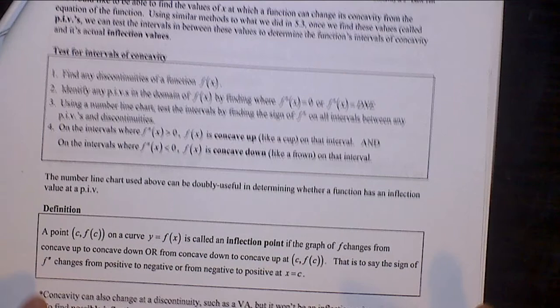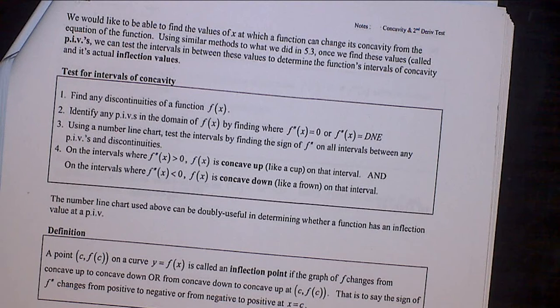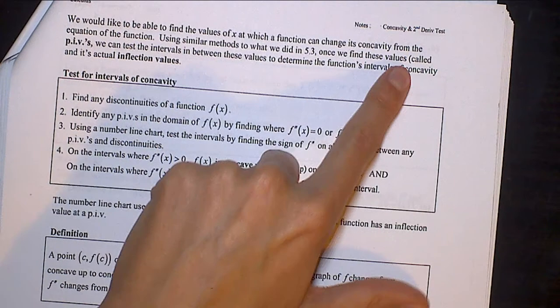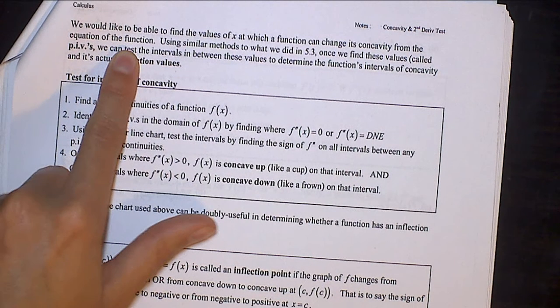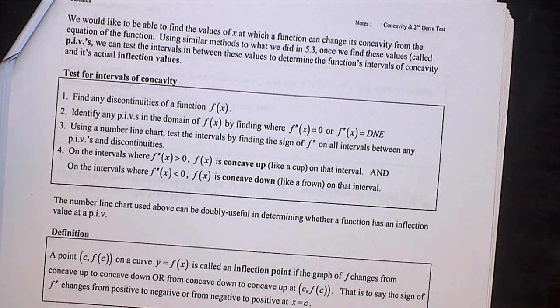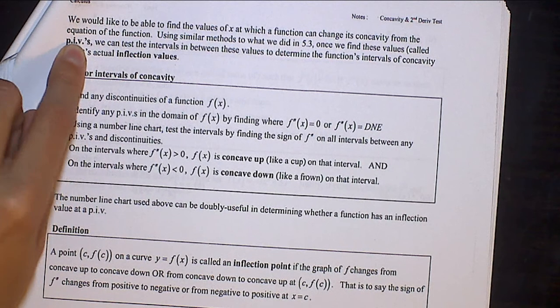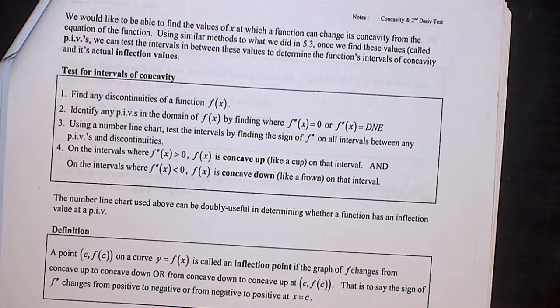Some theorems, some rules. Okay, so up here it says, we would like to be able to find the values of x at which a function can change its concavity from the equation. So we were just looking at it graphically. Now let's check out the equation. Using similar methods to what we did in 5.3, once we find these values, called PIVs, this stands for possible inflection values, we can test the intervals in between these values to determine the function's intervals of concavity and its actual inflection values.